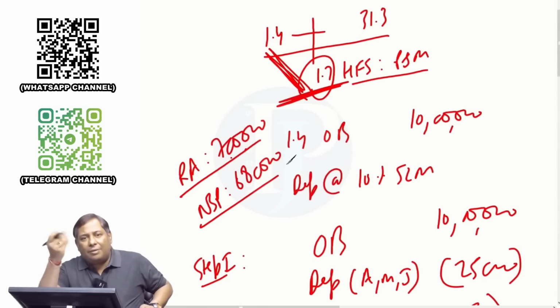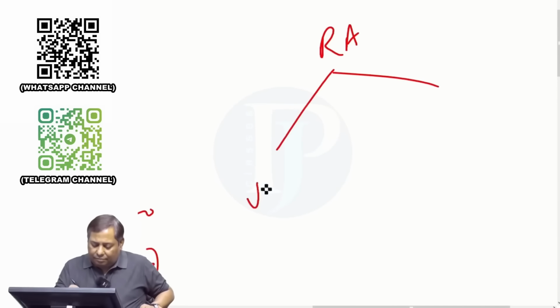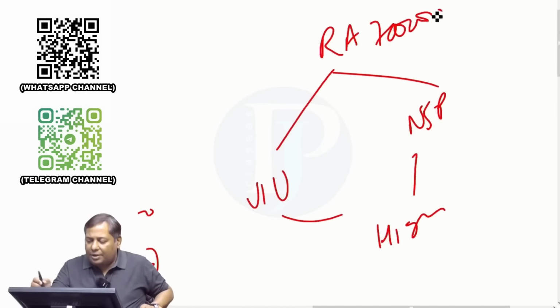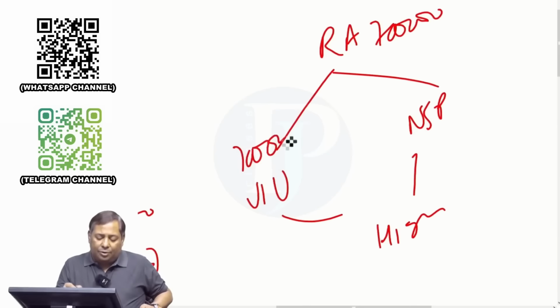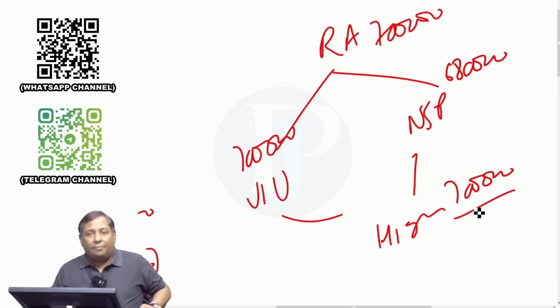So it means you did not listen to me. What is the formula for recoverable amount? Value in use or NSP, whichever is higher. If you are given a recoverable amount of 7 lakh, it means the value in use will be 7 lakh, NSP is 6 lakh 80,000, so whichever is higher will be 7 lakh.